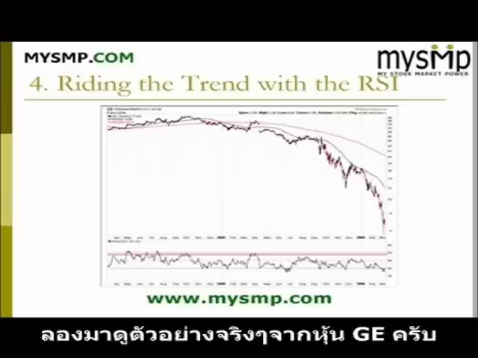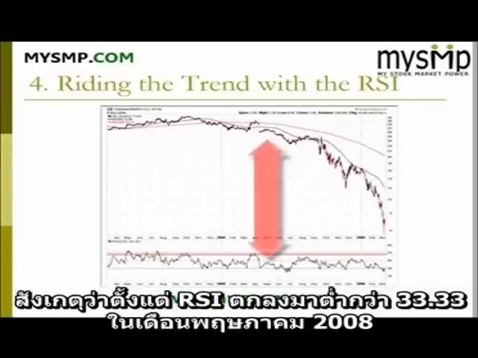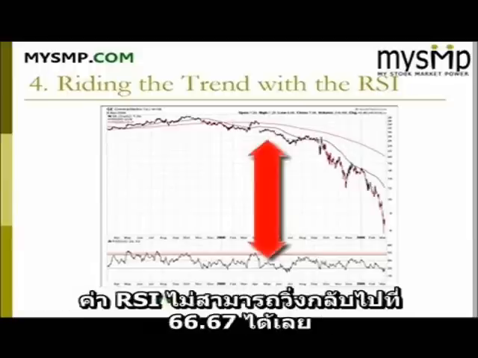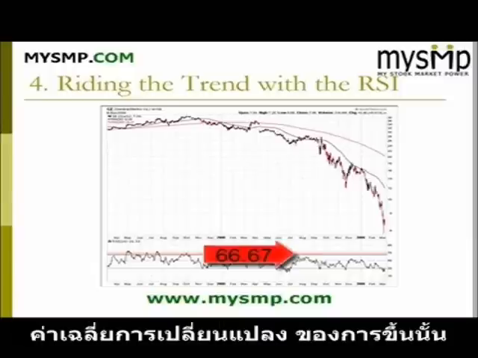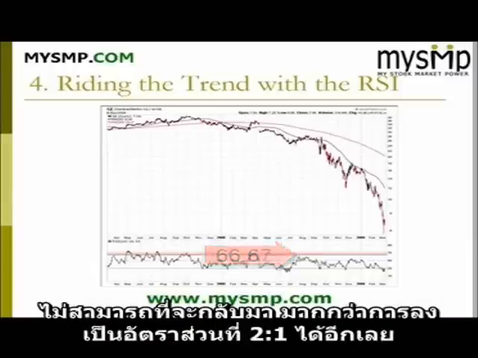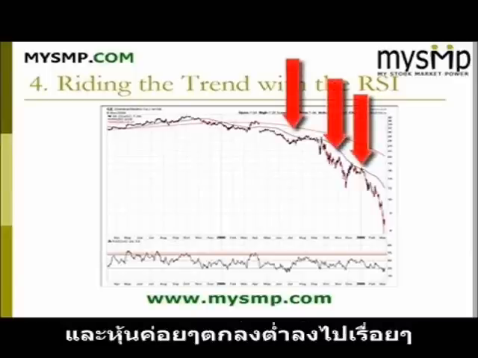Let's look at a real-life example of GE. Notice how once the RSI broke down in mid-2008, the RSI never broke back above 66.67. So the security never made a strong move, enough where the up days were able to have a 2 to 1 ratio to the down days. Hence all counter rallies were weak and the stock continued lower.